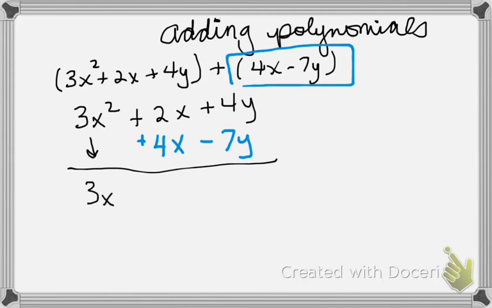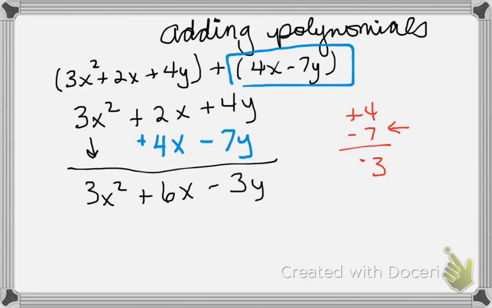So it's 3x squared, 2x plus 4x is 6x, plus 4 and minus 7. Now remember, plus 4 minus 7, you have different signs. Oop, I wrote it backwards. You have different signs, so you actually subtract these. So in this case I have a plus 4 minus 7, and when I do this, I subtract them. So 7 minus 4 is 3, and because 7 is bigger, it's a negative. So this actually will be a negative 3y.